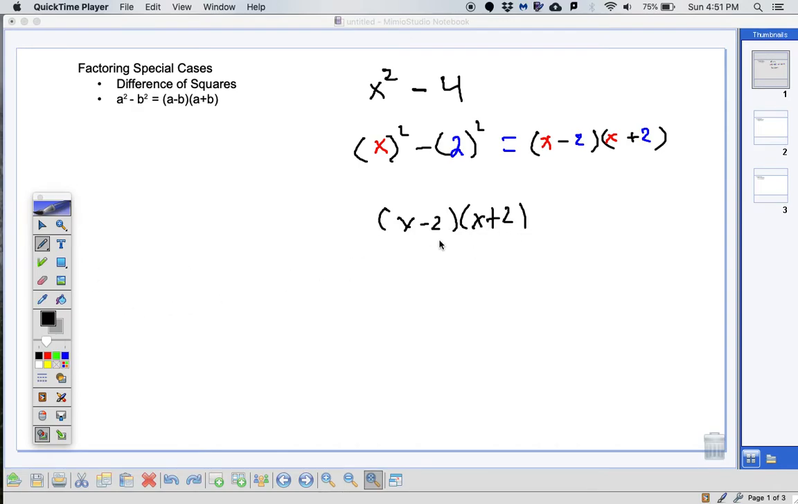Now the reason that's important is if you remember from the solving, if I just simply make this equal to 0, in which case a lot of cases it will be, then we're going to just set each one of these to 0, and you're going to find that x is equal to 2 and x is equal to negative 2. And those are your two solutions. So that's what makes this really handy to see. So let's do another couple.